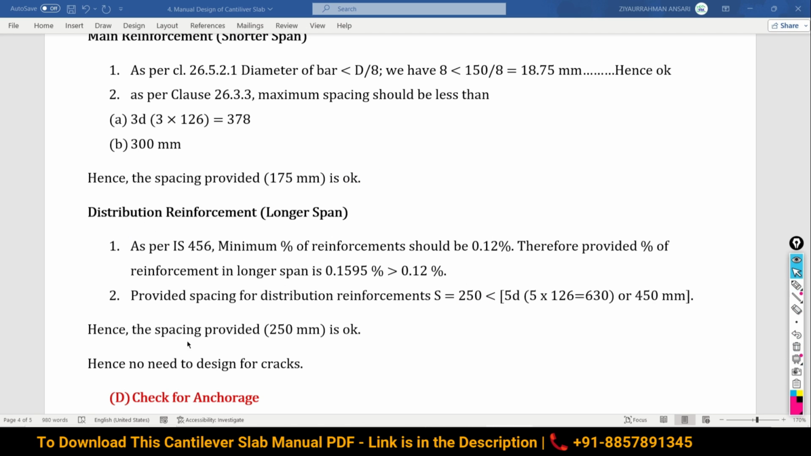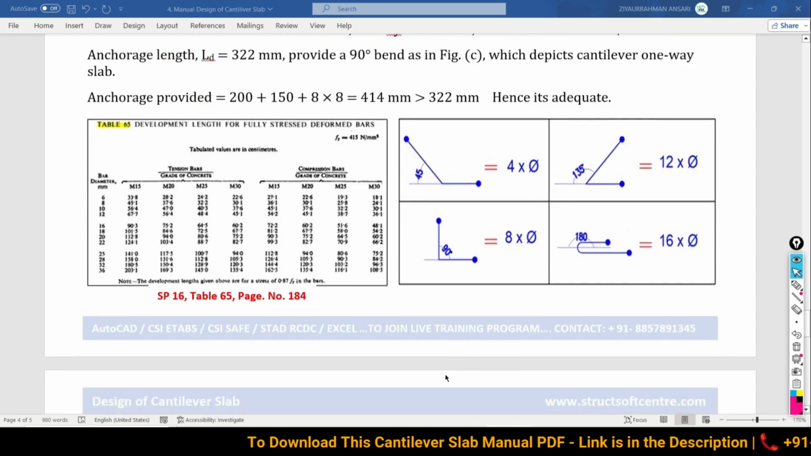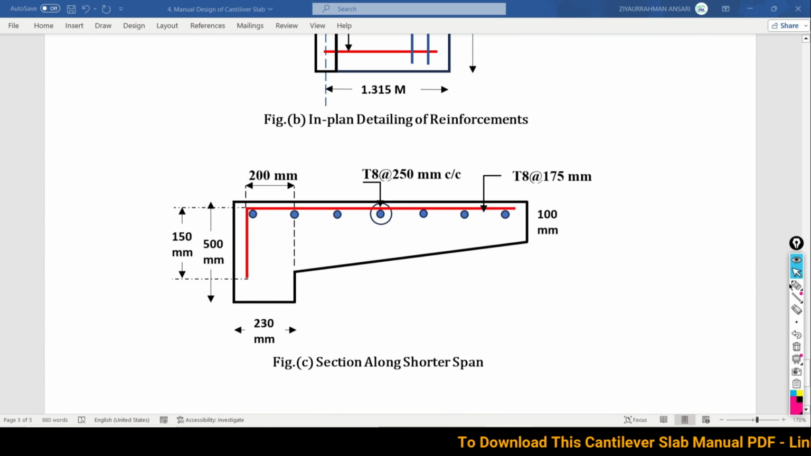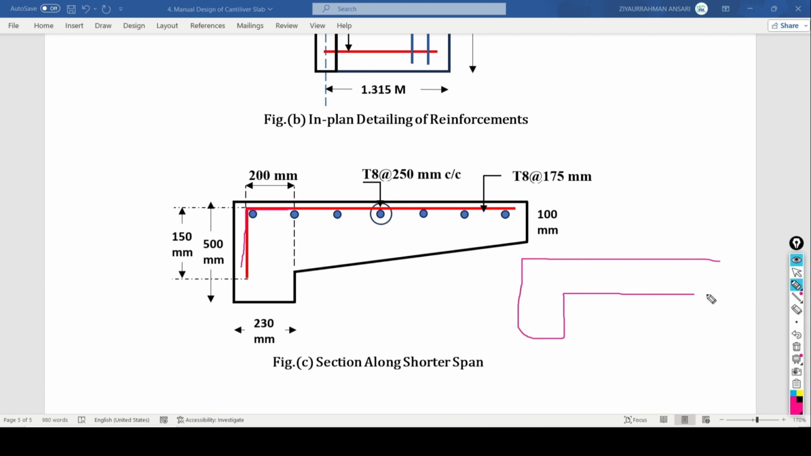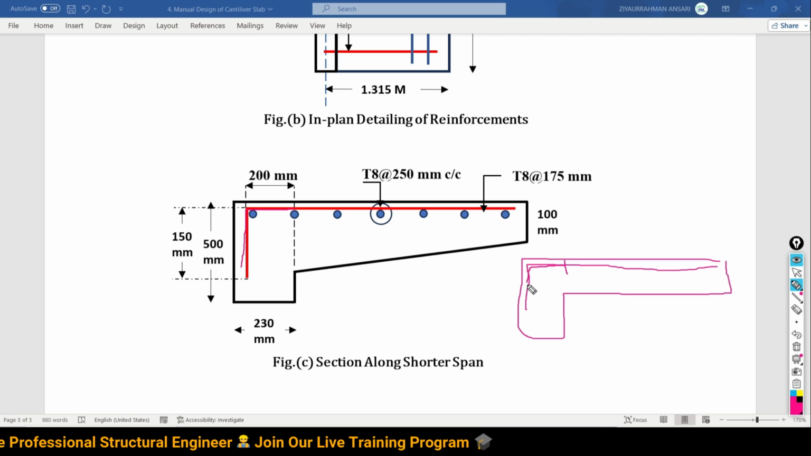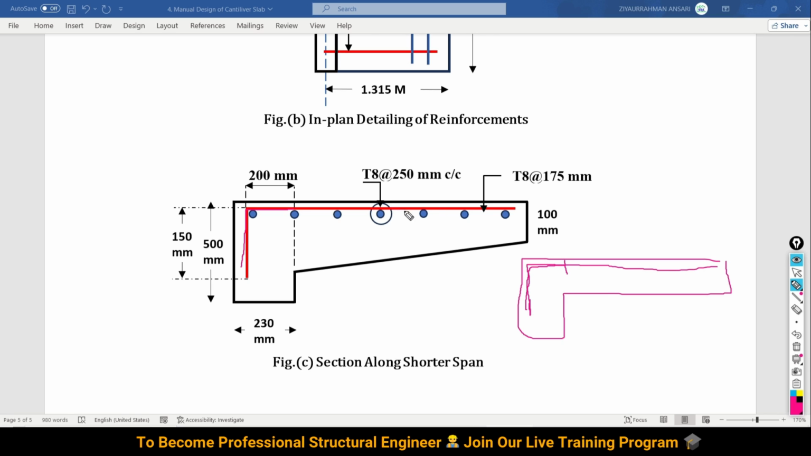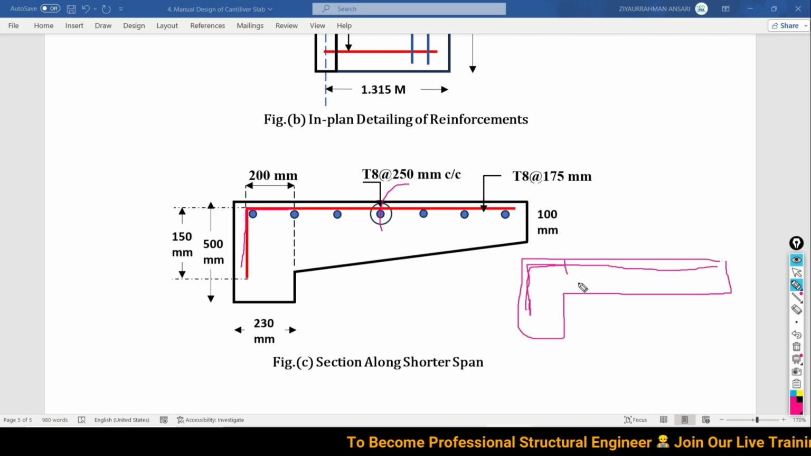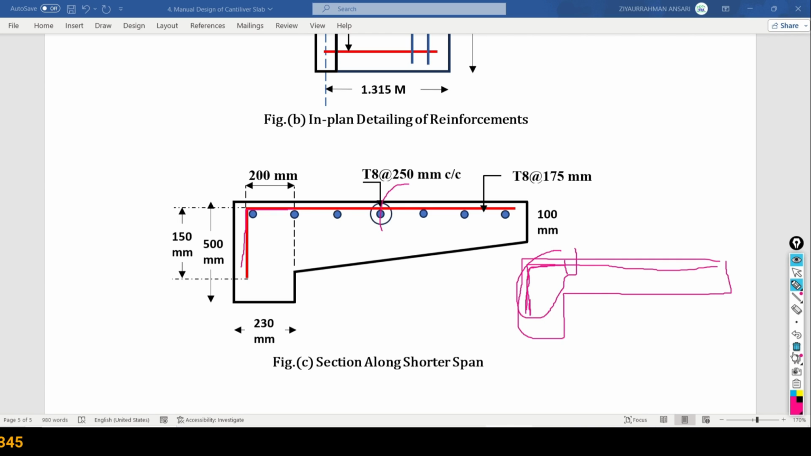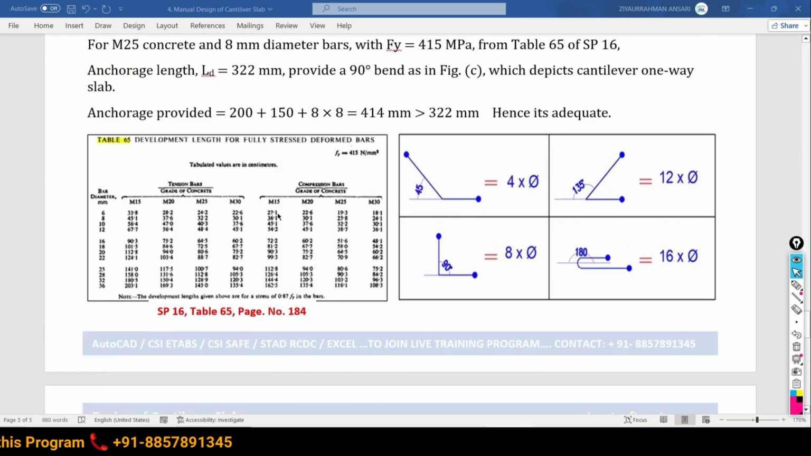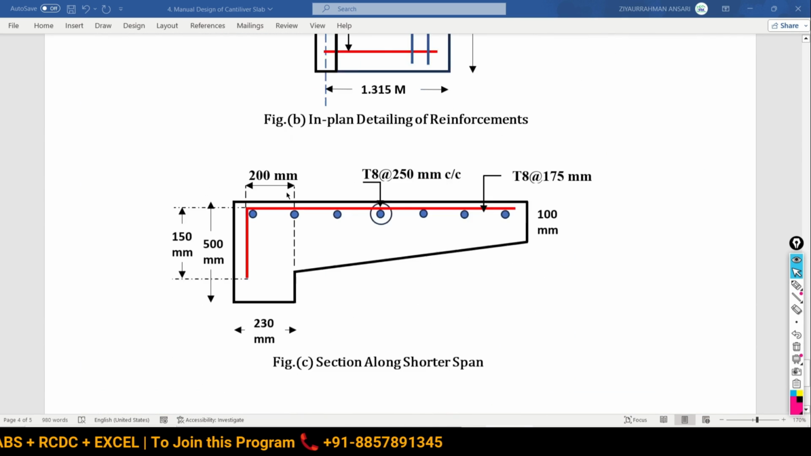Now the next check is for the anchorage, whether sufficient span is available for the anchorage, because this is a cantilever slab. Try to understand, if you are not giving proper length of reinforcement anchored in the concrete, you cannot ensure the serviceability or life of this cantilever slab. That's why we have to anchor the required length of bar in the concrete. So let's check whether sufficient span is available or not.